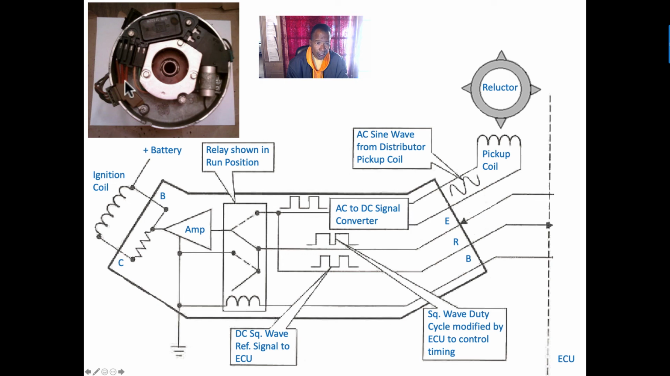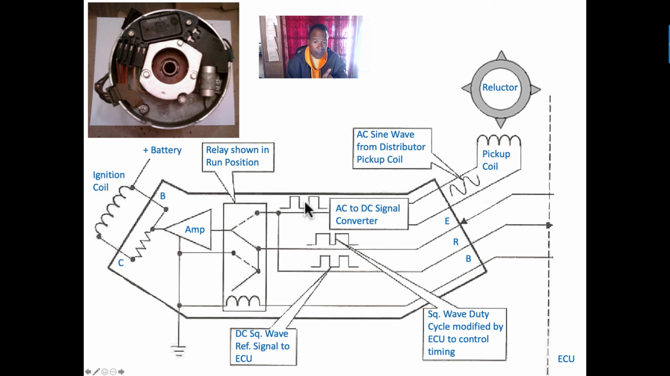As this reluctor rotates, an AC signal goes into these two wires, this green and yellow wire, into the module. That's this picture over here. This AC signal goes into the module. It's going to be converted by an AC to DC converter. It's going to go in AC, come out a digital signal, a square wave. It's going to come out like this.